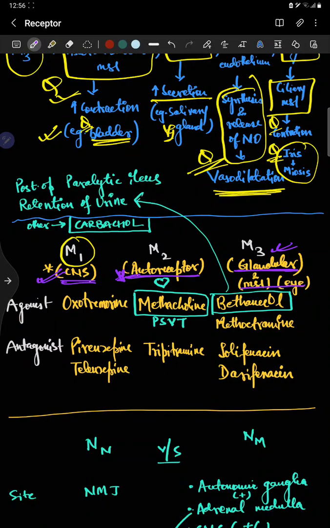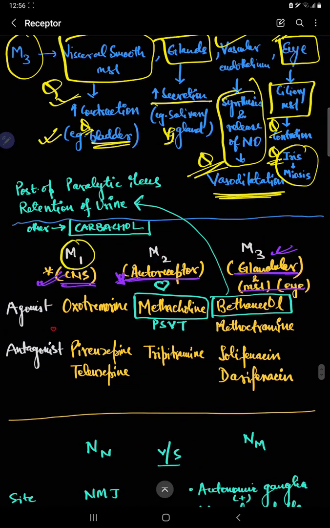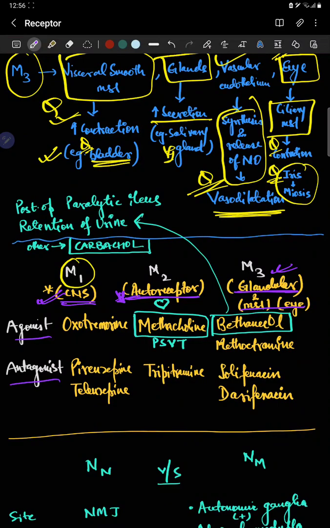Okay, so one agonist name and one antagonist name, right? Pirenzepine and telenzepine are M1 antagonists. Okay, so where do you use them? Basically in peptic ulcer, right? Now there are other drugs. Methacholine, as I was saying, was earlier used in PSVT, nowadays it is not used.